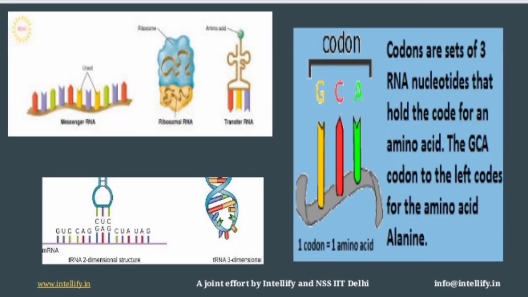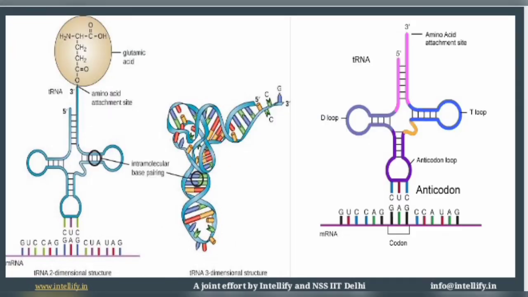Now, what is meant by codon? The codon is carried by mRNA. It contains 3 sets of RNA nucleotides that hold the code for an amino acid. The GCA codon to the left codes for the amino acid alanine. Now, the tRNA carries the anticodon, that is CUC.